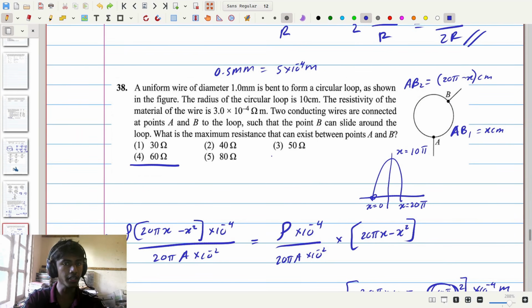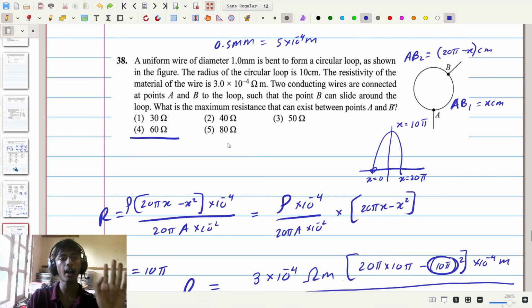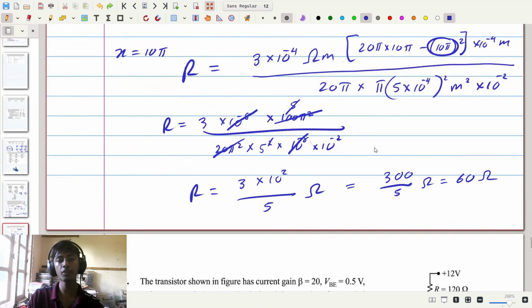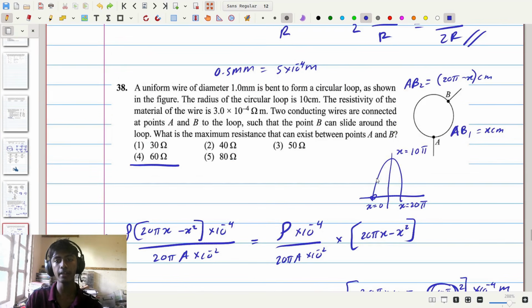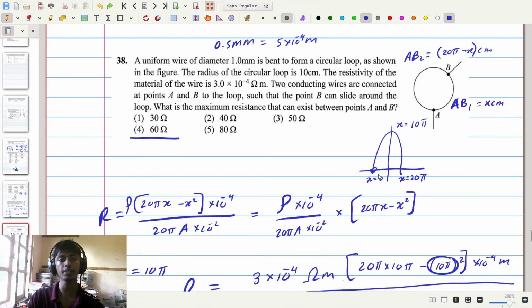So that's a little shortcut here, but in this case by hard coding and proving it, we found the same exact value of 60 ohms at the point where x is equal to 10 pi, which is the midpoint of the circumference right here. So anyway, the answer here is 60 ohms, and we are done with this question.